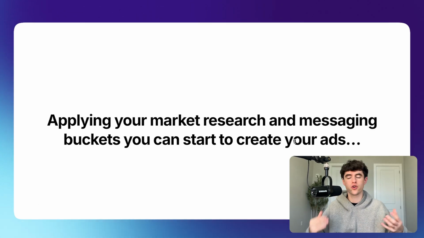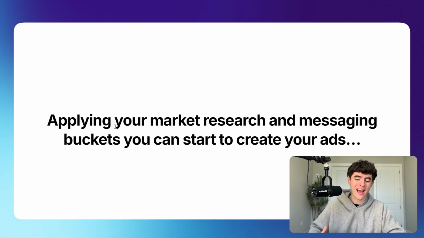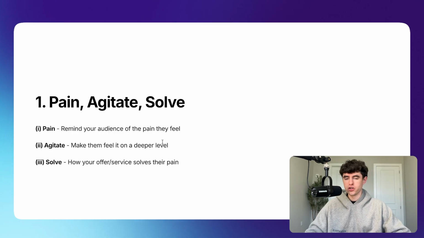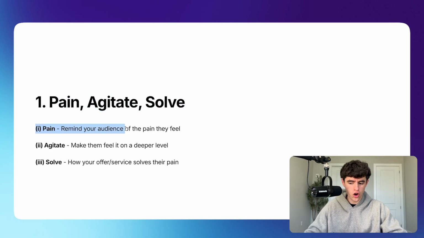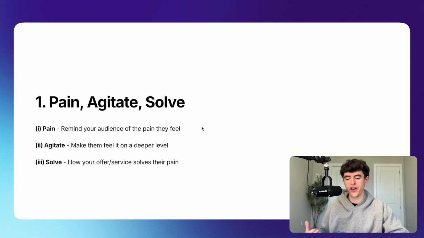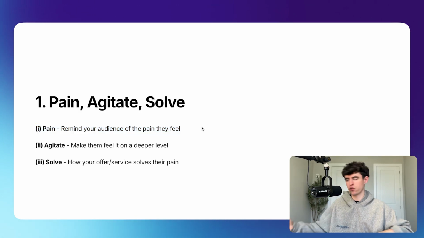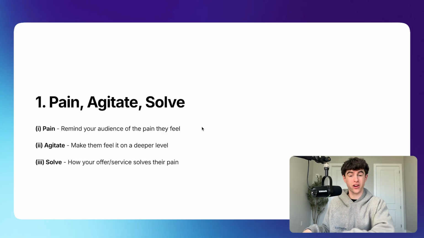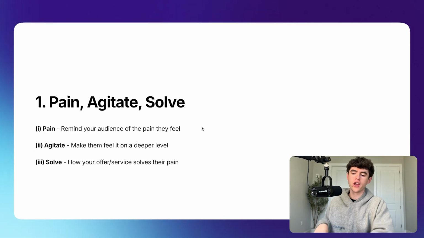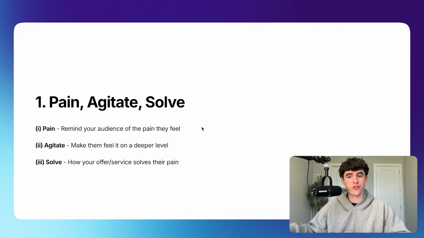So now once you have your market research and your messaging buckets, you can apply this and start creating your actual ads. So the first framework we have is the pain, agitate, solve framework. So basically the hook starts off with the pain. So remind your audience of the pain that they're feeling. So let's say you're working with sellers and one of your messaging buckets is people going into foreclosure. Remind your audience of the pain that they're feeling. What comes with foreclosure? A ton of different things, right?